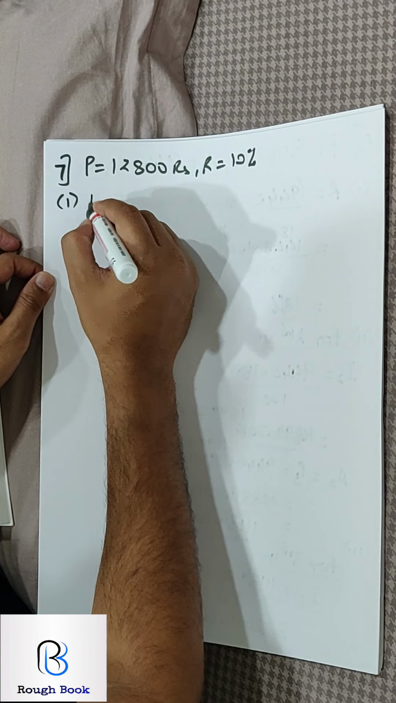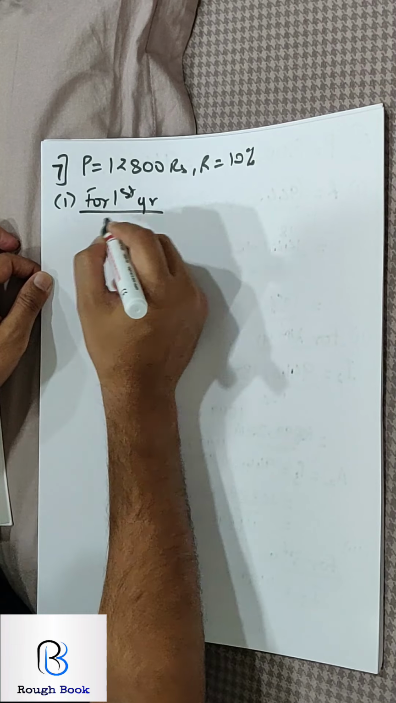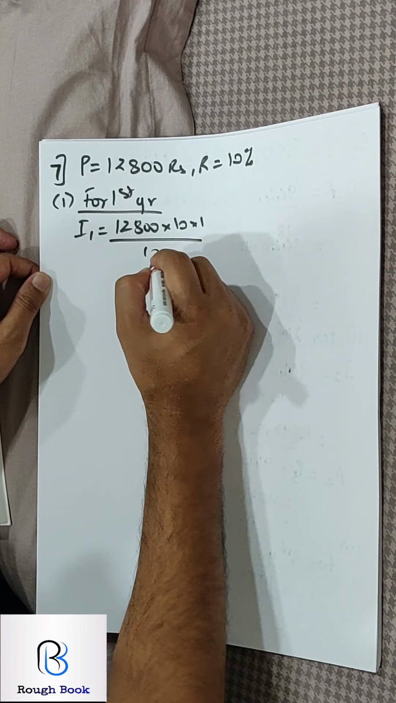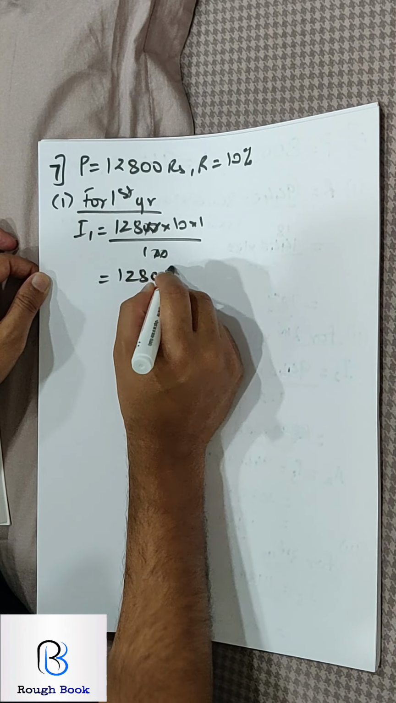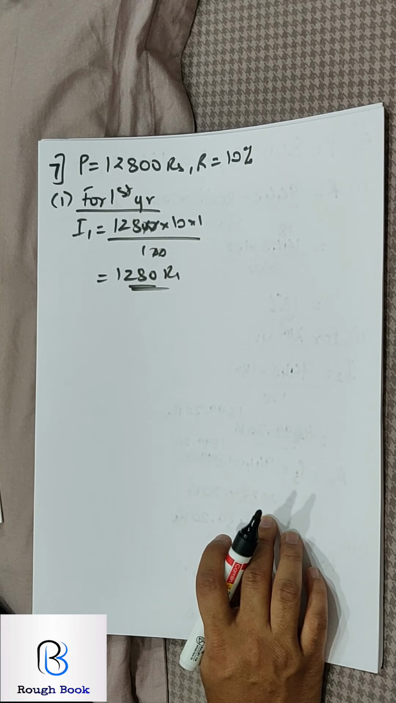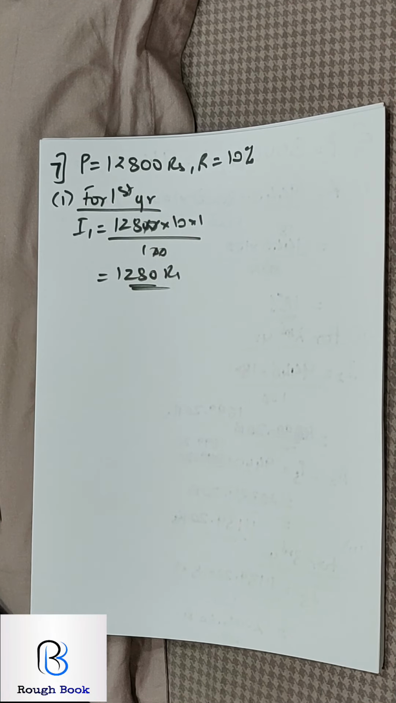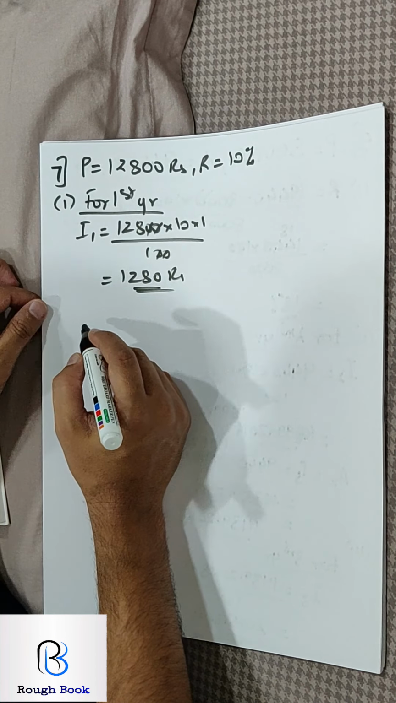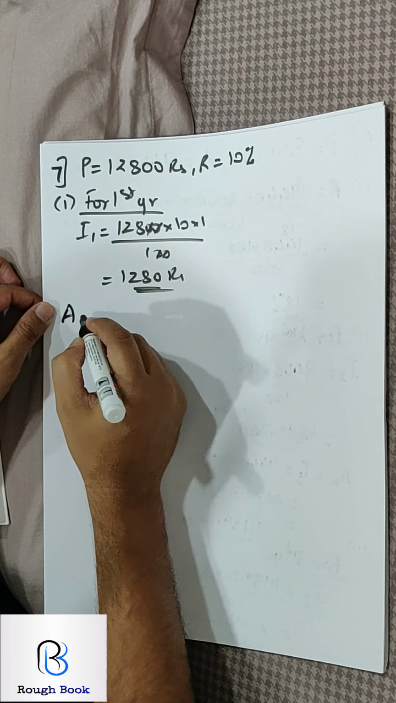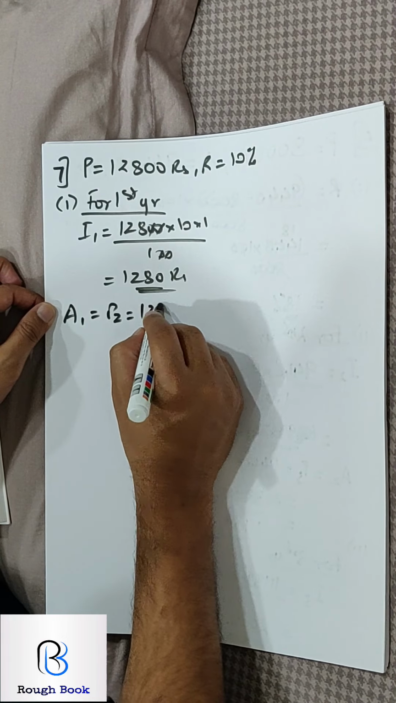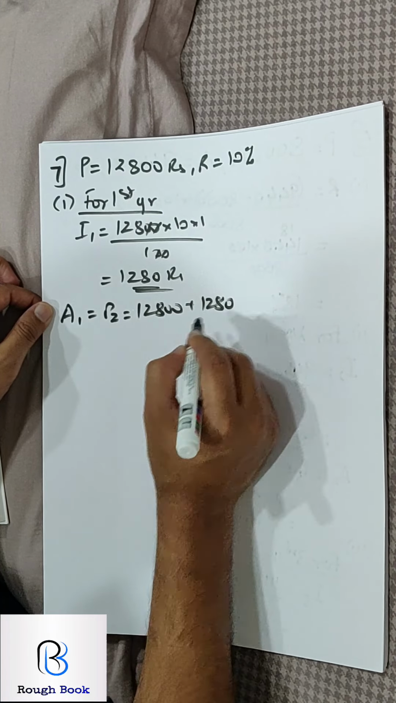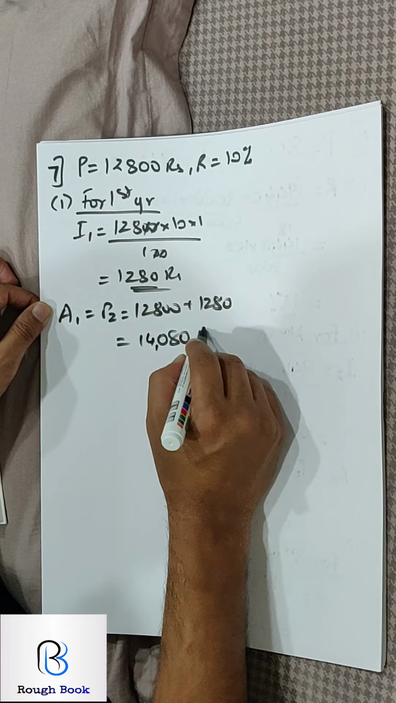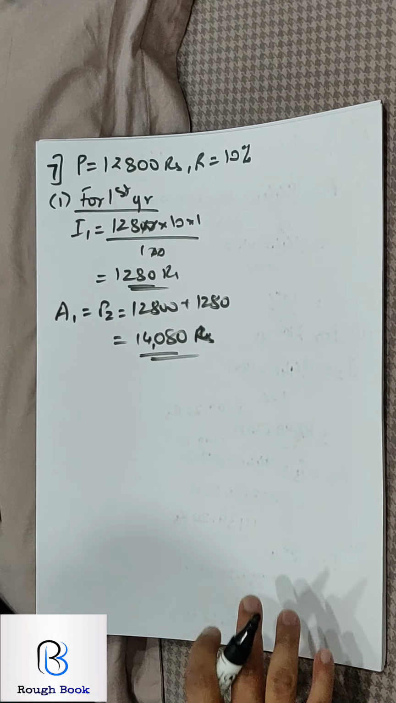So simple. So for first year, I1 is 12,800 at 10%. So that becomes 1280 rupees. How many managed to get this? Yeah, but this is not your answer. Your answer is going to be at the end of first year. Question is find the sum due. So that will be A1 or P2, 12,800 plus 1280. So that gives me 14,080. Are you with me till here?